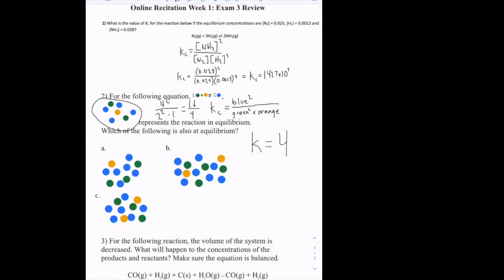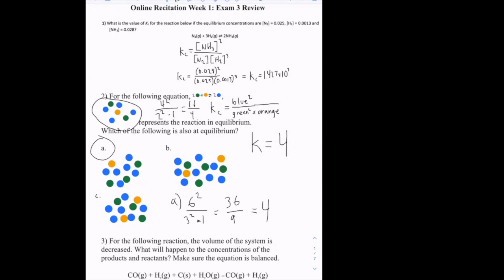And so to do that, first we're going to look at A. So for A, remember it's just blue squared over green squared times orange. So for A, we have, in this case, 6 squared over 3 squared times 1, which means we have 36 over 9, which equals 4. So A here is actually at equilibrium. We'll check the other two now to see if they're at equilibrium as well.